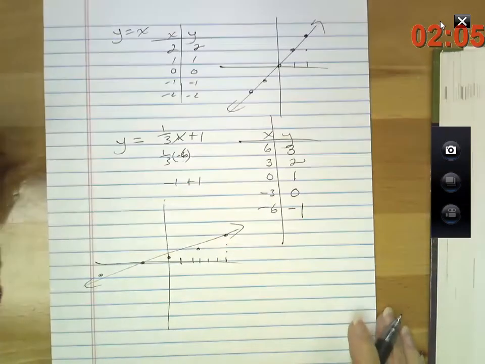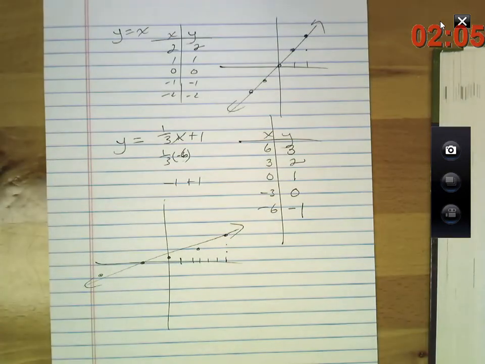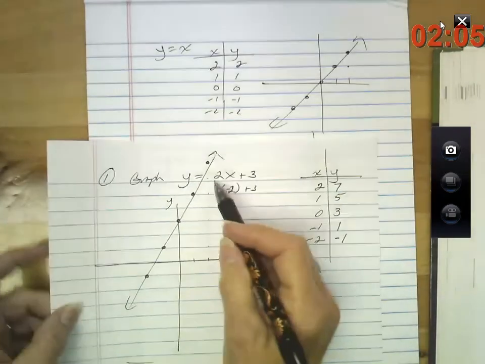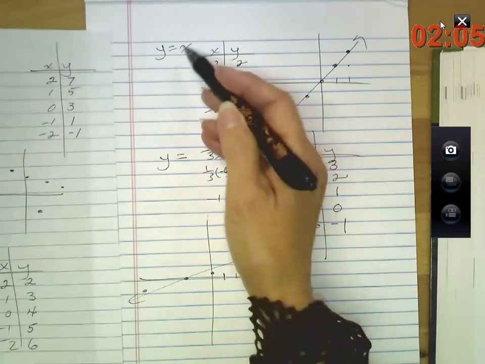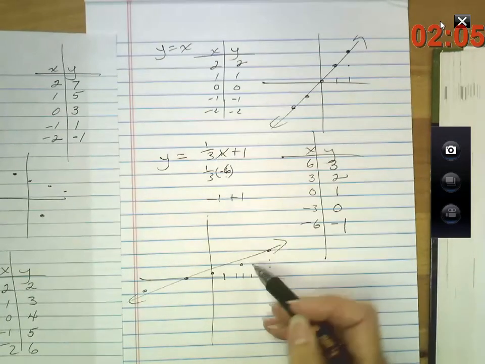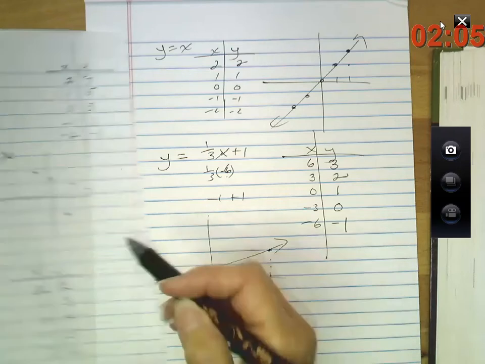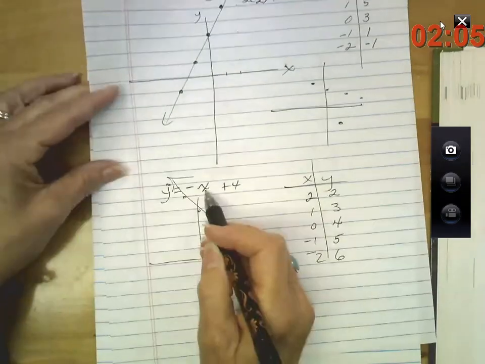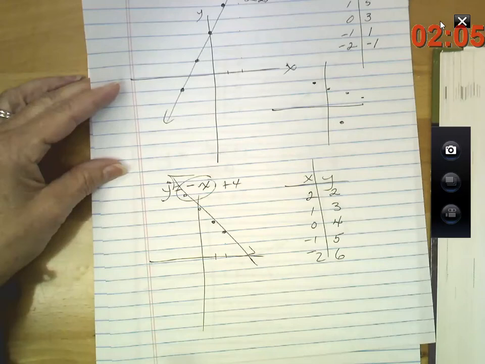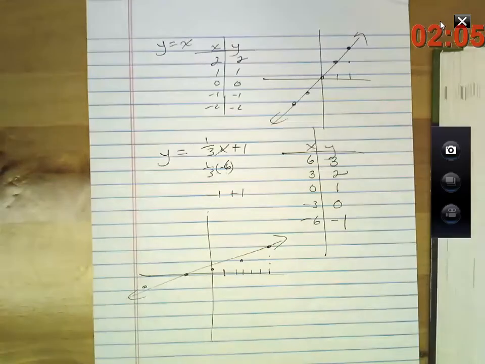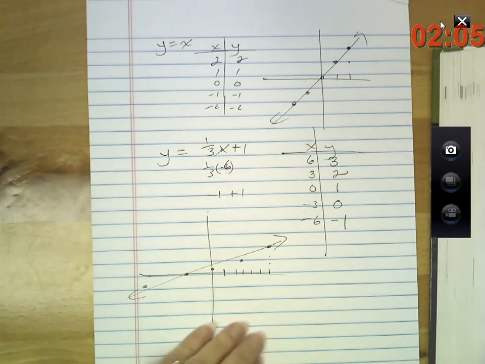Now, there's something you may or may not have noticed because I haven't done enough of them. But if this number right here is a positive, it goes in this direction. So this one was a positive 1. This one was a positive 1/3. They go this way. But if this number right here is a negative, it goes like that. Okay. All right. And there is another way to graph lines.